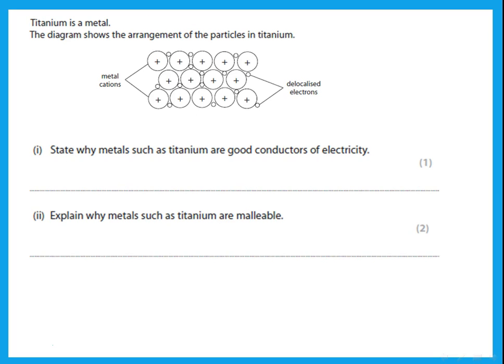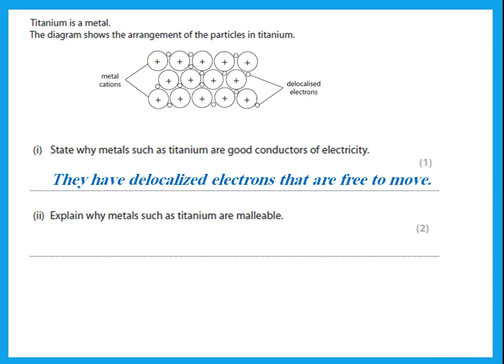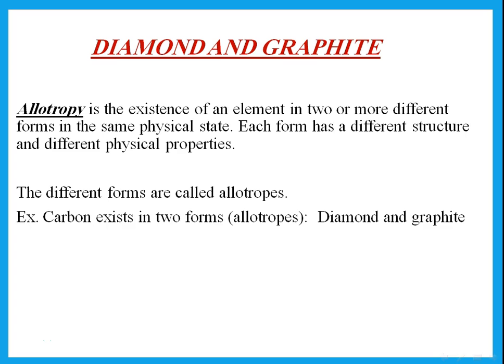So let's see this sample question. State why metals such as titanium are good conductors of electricity. We said they're good conductors of electricity because they have what? Delocalized electrons that are free to move, or you could just say free moving electrons. Explain why metals such as titanium are malleable. We said, why are metals malleable? Layers of positive ions can slide over each other.